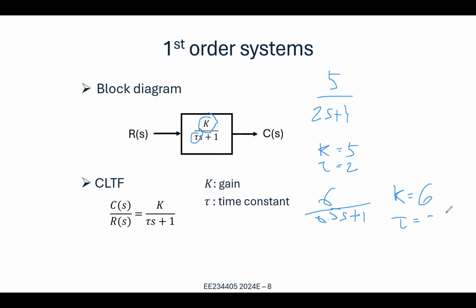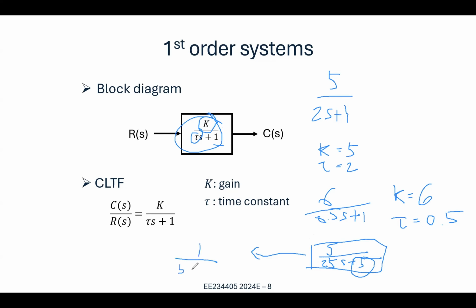If we have, say, 5 per 25s plus 5, here it gets a little bit tricky, because we have to conform to this form, right? Which means that if we have 5 here, we have to change this to 1. How do we change this? Well, of course, we can just divide all of the values here by 5 so that it becomes 1 per 5s plus 1. And then here we know that k is 1 and tau is 5.